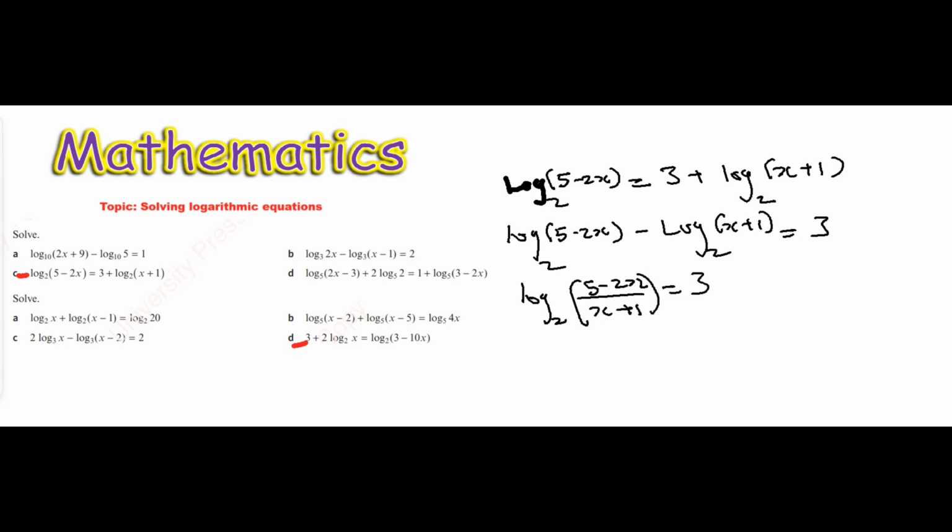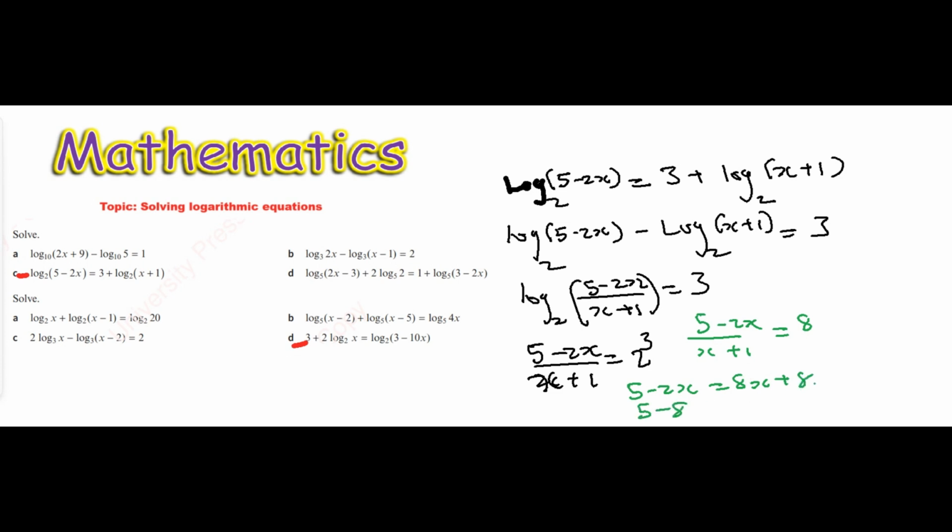From here, I can change these logarithms to indices. The base will carry the answer, meaning that 5 minus 2x all over x plus 1 equals 2 raised to power 3. My question asks me to solve for x. This is normal math. 2 raised to power 3 is 8. So I cross multiply. 5 minus 2x is equal to 8x plus 8. I collect like terms.